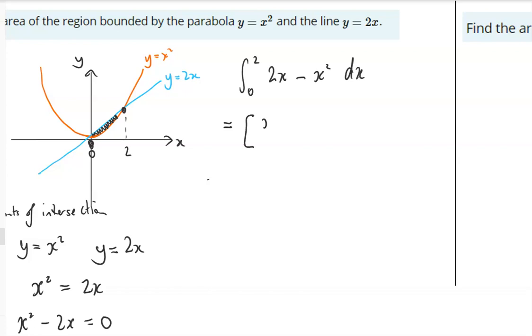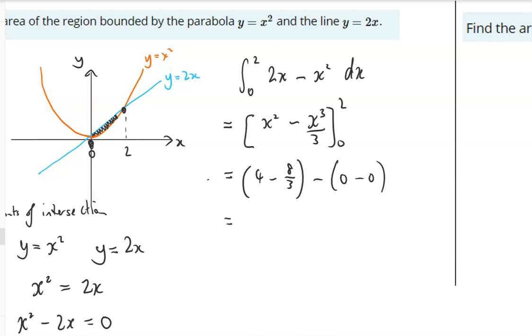So if we integrate 2x, we get x squared. If we integrate x squared, we get x cubed on 3, between 0 and 2. This is an easy integral because the 0 bits are just going to drop off. It's going to be 2 squared minus 8 on 3, so it's 4 minus 0 minus 0. So 4 minus 8 thirds. 8 thirds is what? 2 and 2 thirds, so that's 1 and a third, which means it's 4 on 3. And that's it.